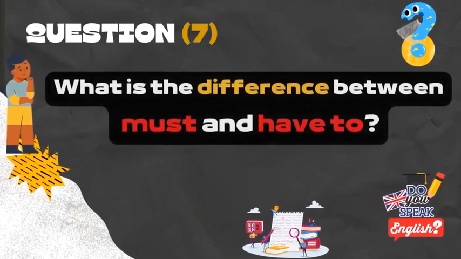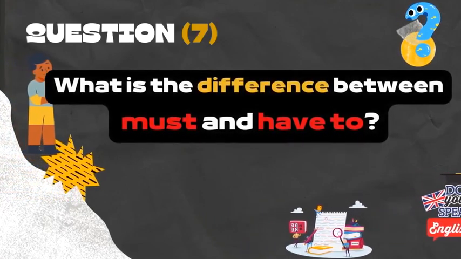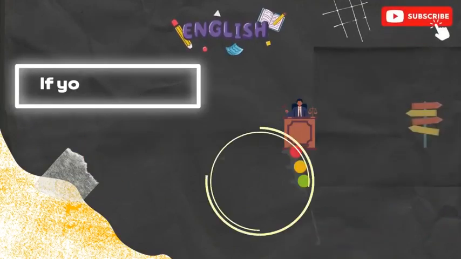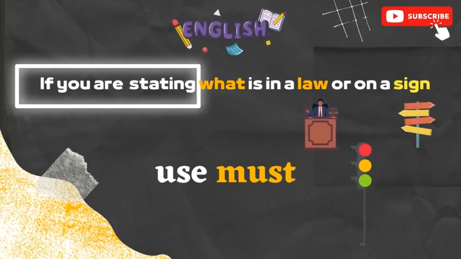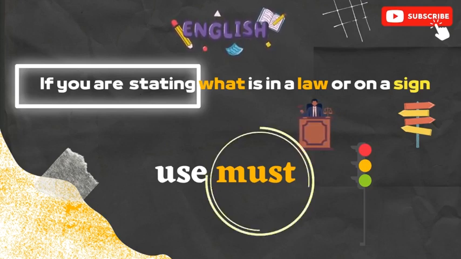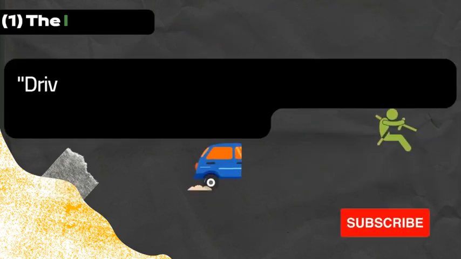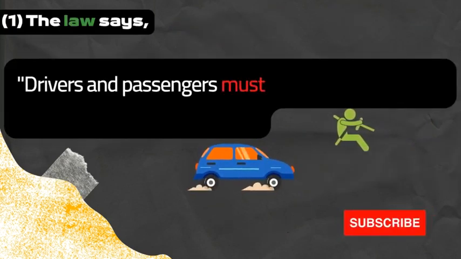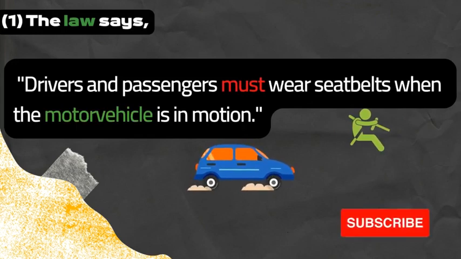Question 7. What's the difference between must and have to? The answer: if you're stating what's in a law or on a sign, then use must. Drivers and passengers must wear seat belts when the motor vehicle is in motion. So this is a rule or a sign according to law.